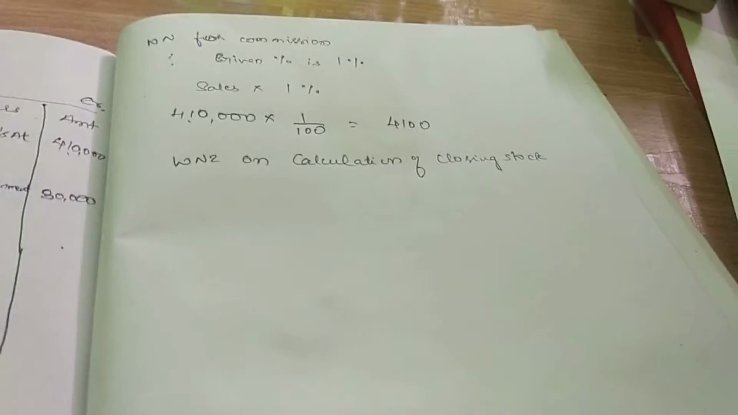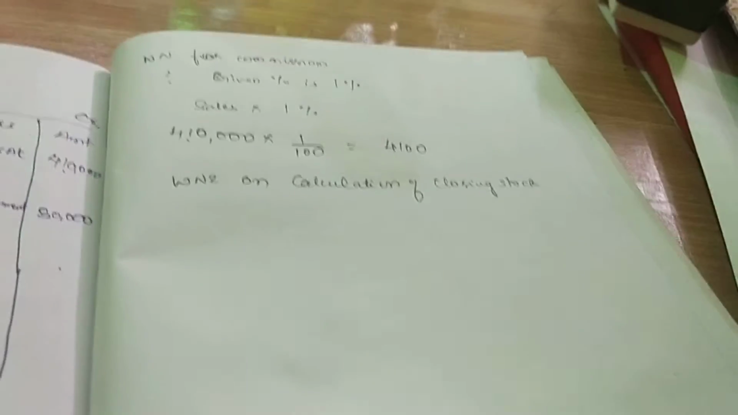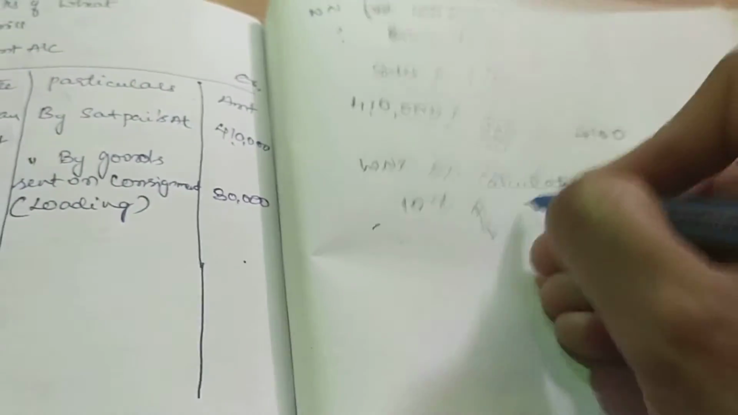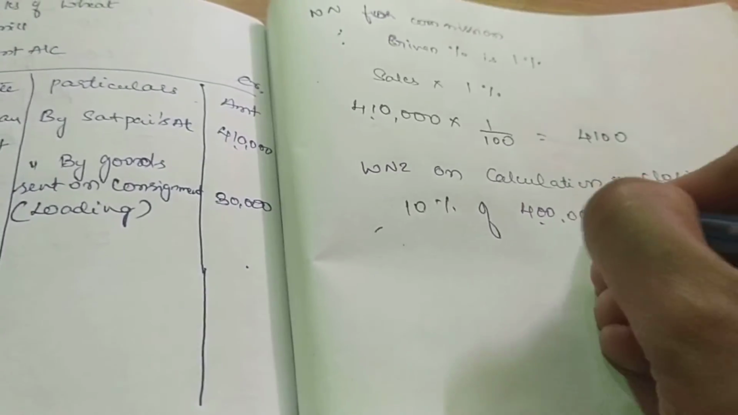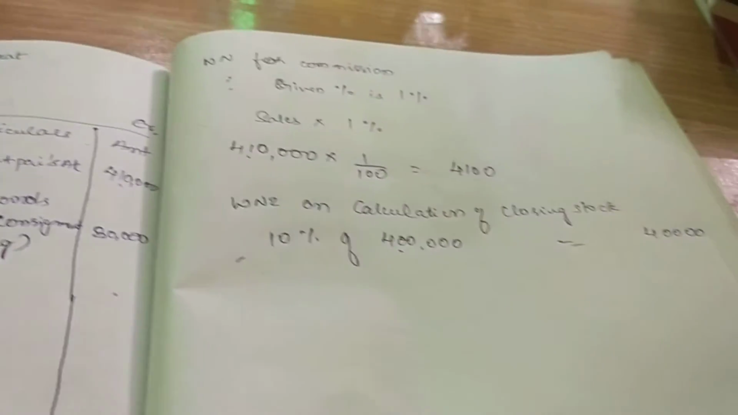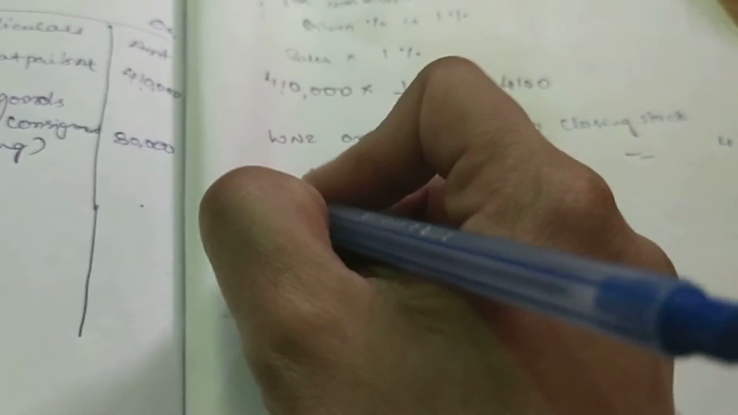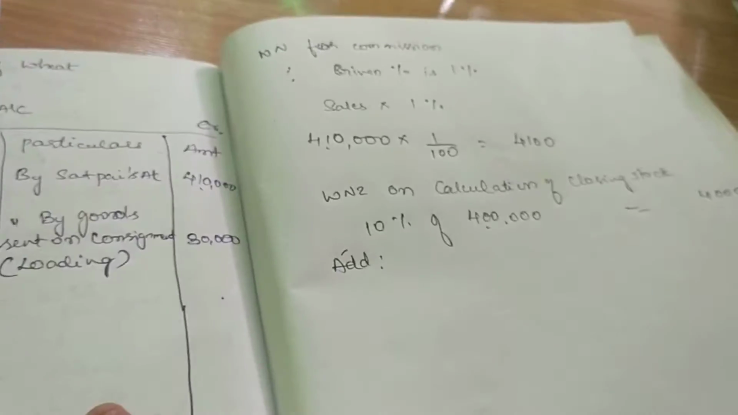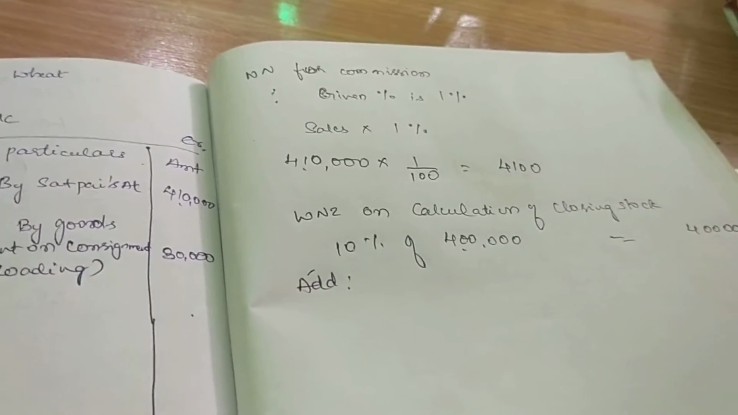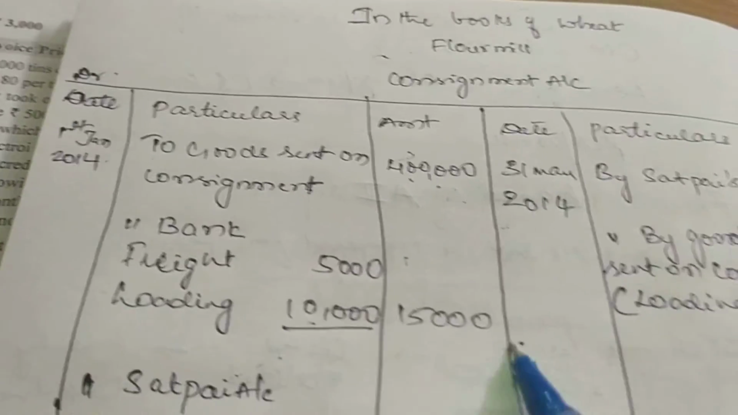What was the amount sent by the consignor? The amount of goods which was sent by the consignor is rupees 4 lakhs. So 10% of 4 lakhs is 40,000. For that you have to add the non-recurring expenses, the proportionate non-recurring expenses that are paid by the consignor. The consignor has paid 15,000 for freight and loading charges, and that has to be added.